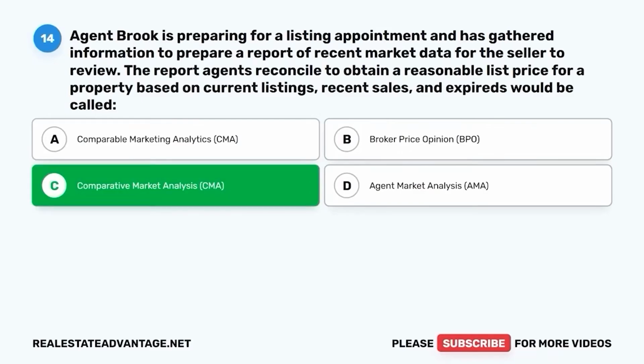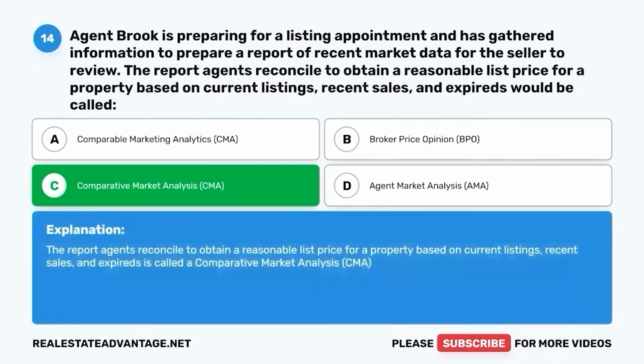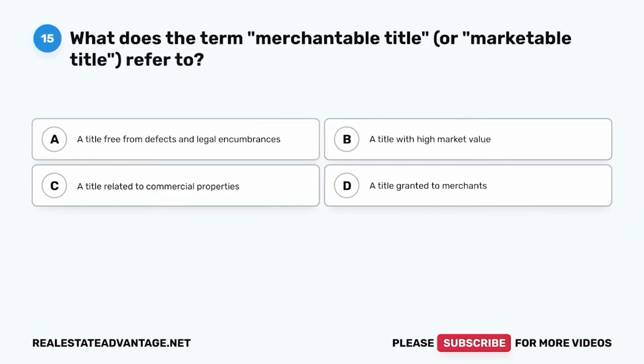Comparative Market Analysis, CMA. The report agents reconcile to obtain a reasonable list price for a property based on current listings, recent sales, and expireds is called a comparative market analysis, CMA. Question 15. What does the term merchantable title or marketable title refer to? A. A title free from defects and legal encumbrances.